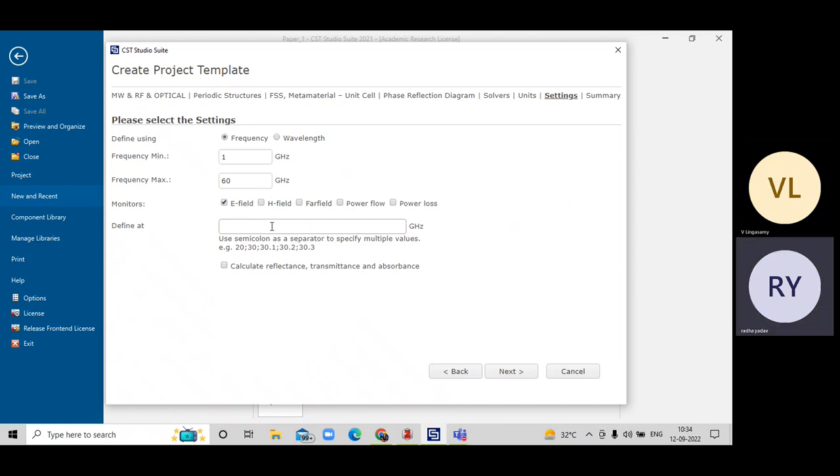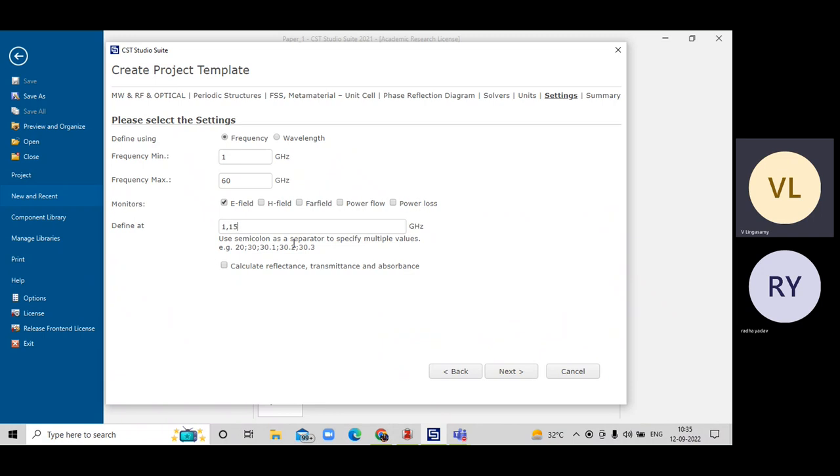Define why we are choosing frequency here. See, in general, by default it will take two edge frequencies and one center frequency. But we can choose whatever frequency we want, basically 15 gig, 45 gig, 15 semicolon 45, 30, like that you can choose. Should I start with one and 15? Yeah, semicolon. On the bottom they have given an example, 20 semicolon. Okay, sorry. 15, 30, like that you can use.